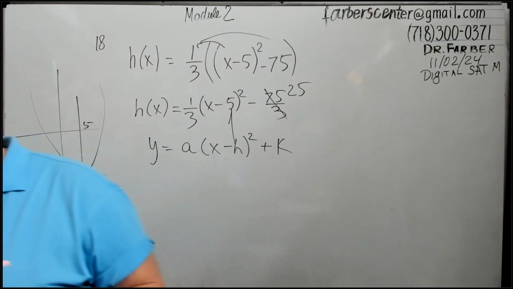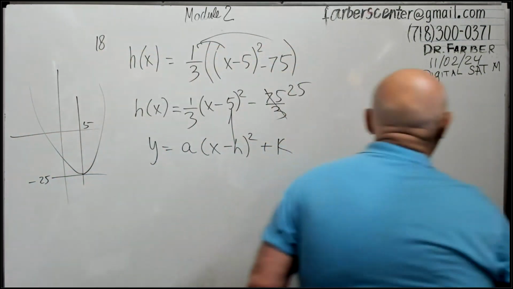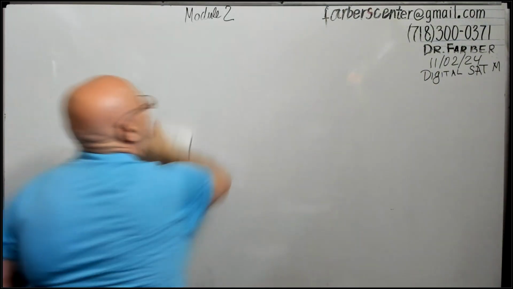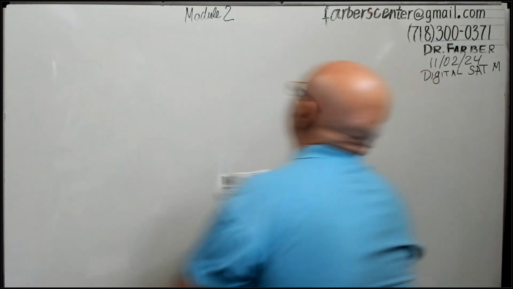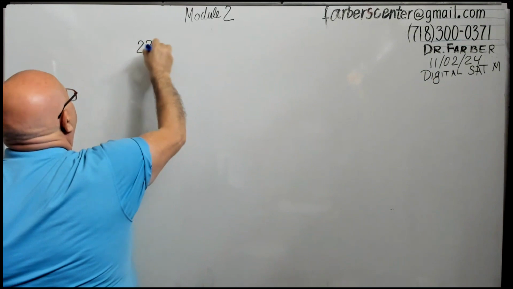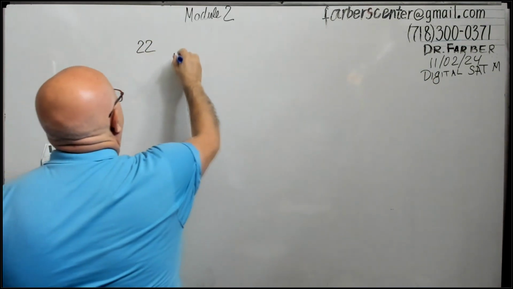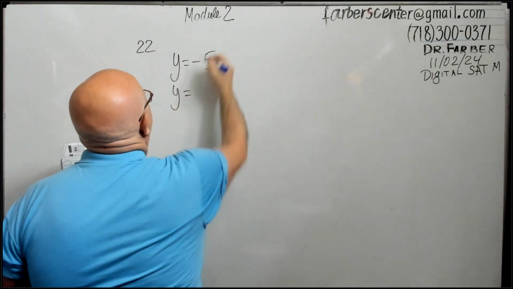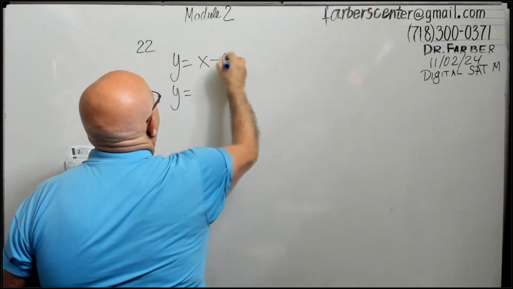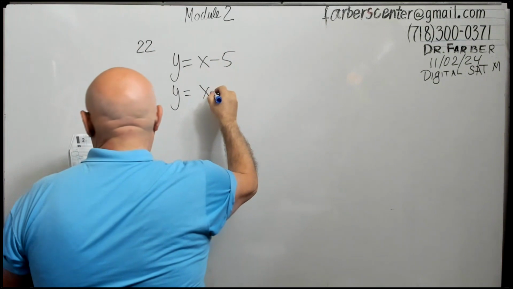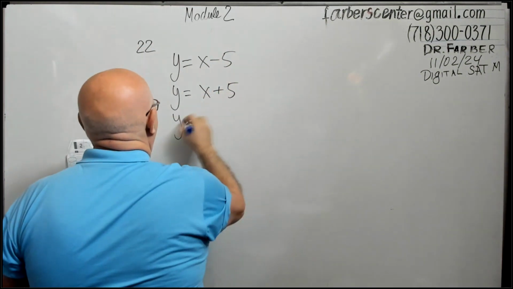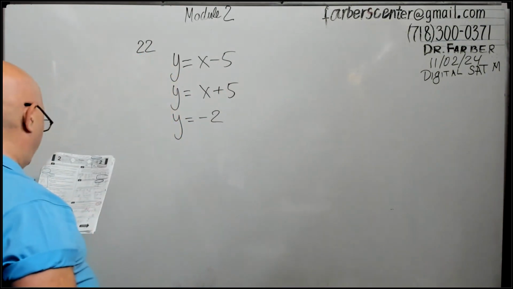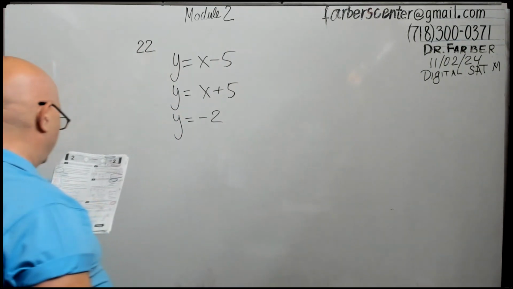"22. y equals x minus 5, y equals, I skip, x plus 5, and y equals negative 2. And these three linear equations, how many solutions does the system have?